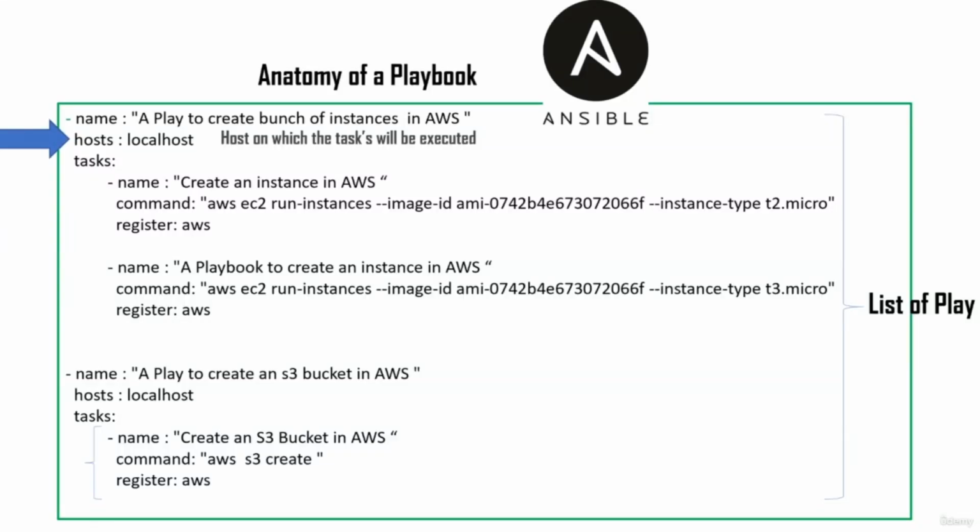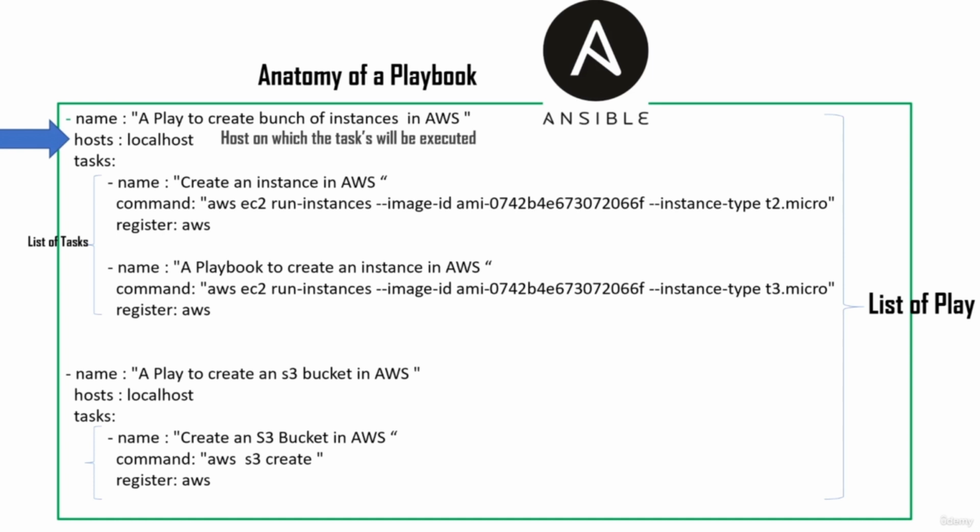And then comes the list of tasks that has to be executed for each play. So here in this example, you can see that there are two tasks for play one, and each of these tasks will basically just execute an AWS EC2 command. This is basically the AWS CLI command to create an instance. So here in this example, it will create two instances, one of type T2 micro and the other of type T3 micro. Now, of course, these things will be discussed in detail in the upcoming sections. This is just to show you what a playbook looks like. And similarly, if you look at the task for play 2, you can see that it is another AWS CLI command just to create an S3 bucket. So that's what the anatomy of a playbook looks like.